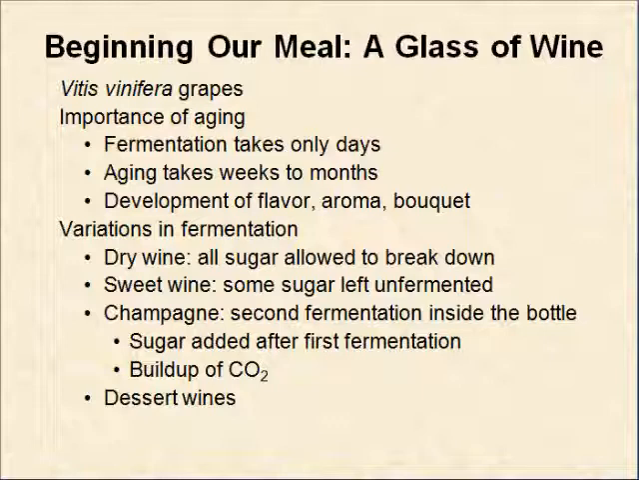Aging can be done in casks, oak casks. It can be done in the bottle, but all of these processes develop a flavor, an aroma, what they would call a bouquet. There are variations on fermentation that come into play as well, depending on how much sugar gets broken down. So what we call a dry wine has had all of the sugar broken down. A sweet wine has some sugar left.